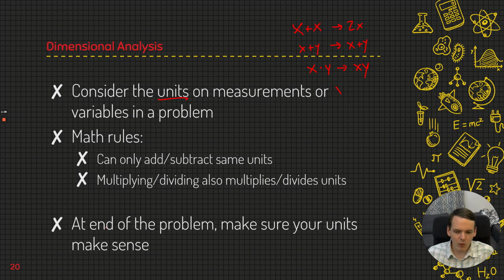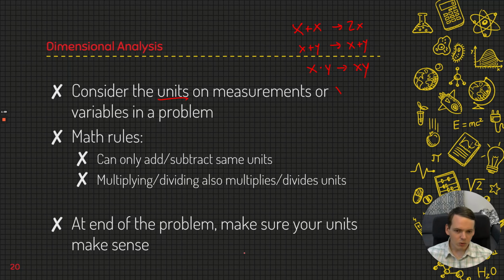So what does this mean for solving a problem? Well, at the end of the problem, make sure units make sense. For example, if I'm solving a problem and it asks me to find the distance between two houses, I do a bunch of work and I end up getting that the distance between the two houses is 5 seconds. That doesn't really make sense because usually when we measure distances, we're using meters or centimeters or kilometers or something like that.